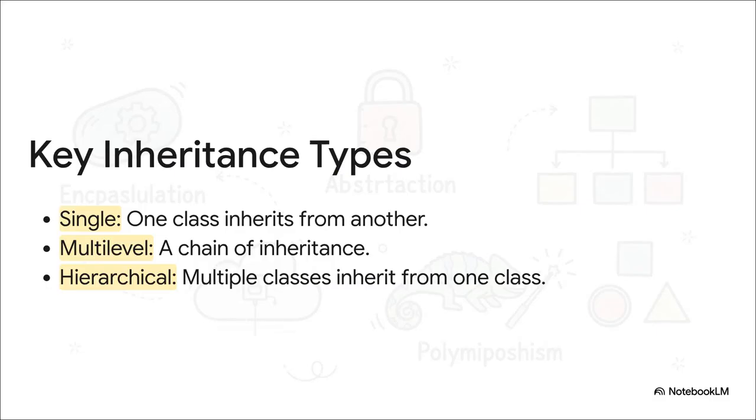And in Java, you've got a few different flavors of this. You've got your straightforward, single inheritance, a simple parent-child link. Then there's multi-level, which is like a grandparent-parent-child chain. And you also have hierarchical, where one parent class can have multiple different children branching off from it.